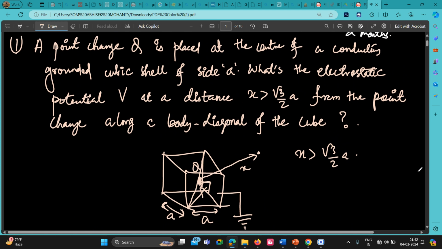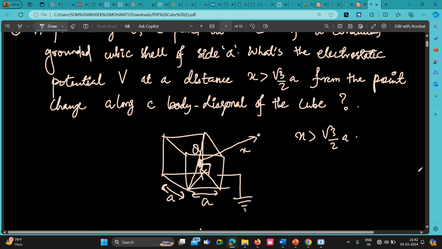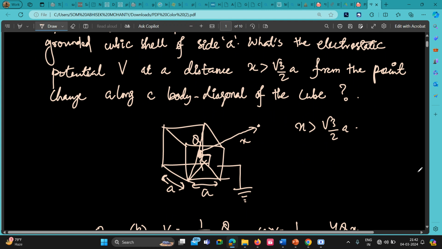Charge Q is placed at the center of a conducting grounded cubic cell of side a. What is the electric potential V at a distance x greater than root 3 by 2 a from the point charge along a body diagonal of the cube?